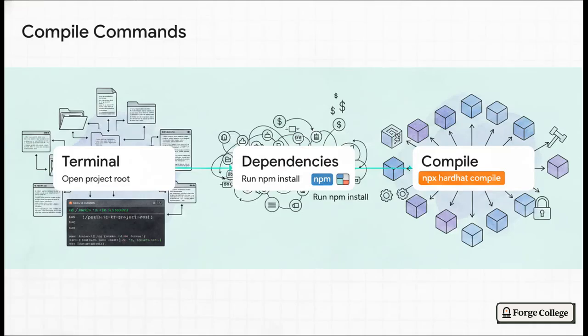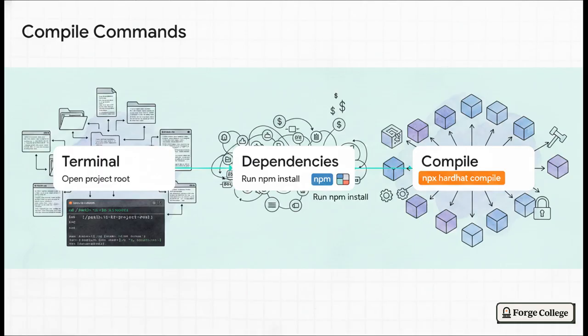To call the inspector over, it's an incredibly simple 3-step process. First, open your terminal right at the root of your project, exactly where your hardhat.config.js is located. Second, if you haven't already, just run npm install to make sure all your node modules and dependencies are present and accounted for. And third, the magic command.